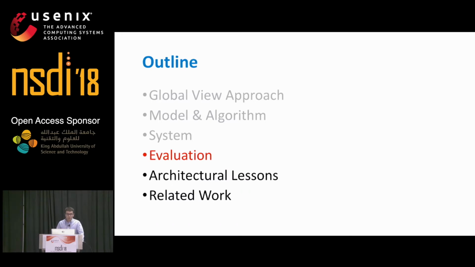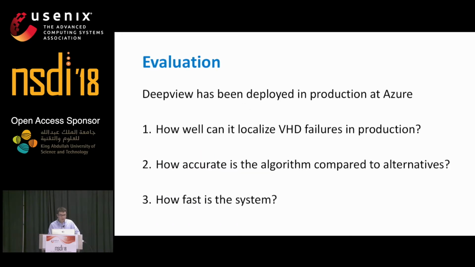Now I'll move on to the evaluation. So Deepview has been deployed in production at Azure. We asked three questions to evaluate it. First, how well can it localize VHD failures in production? Second, how accurate is the algorithm compared to alternatives? And finally, how fast is the system?